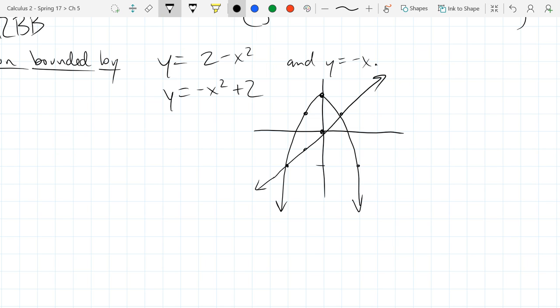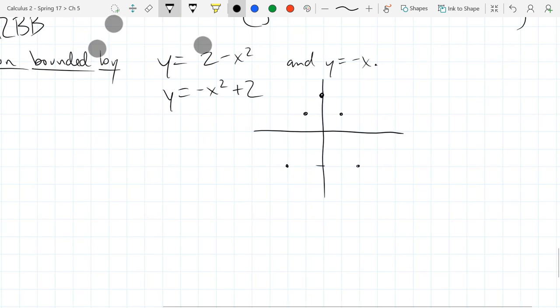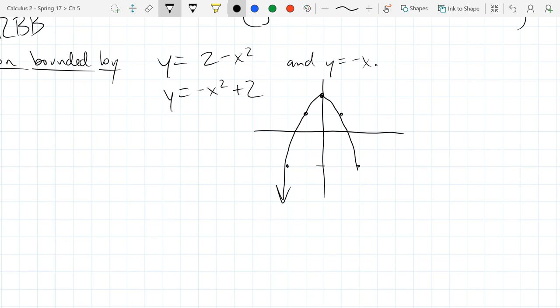Ah, details. Oh, no. I went too far. There's no redo button.